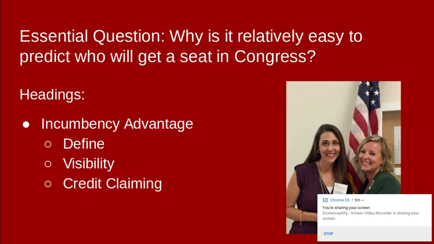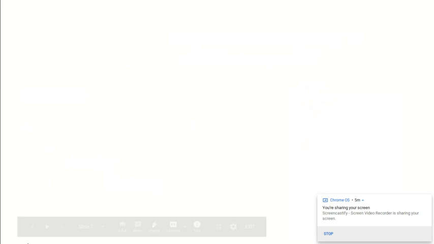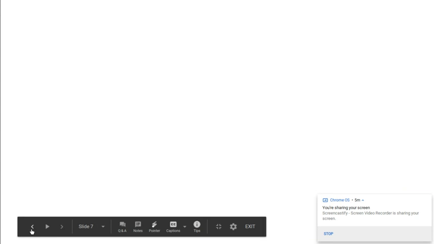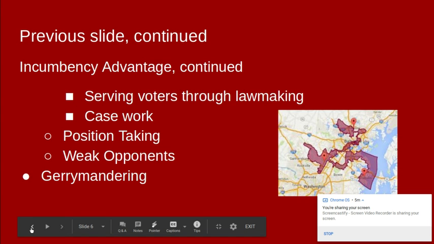So it's really, really important for them to address that and for them to talk about, here's all the things that I accomplished. Under credit claiming, they can also talk about bills or laws that they were able to get passed. That is a really significant concept. They can talk about how they served their voters through lawmaking.